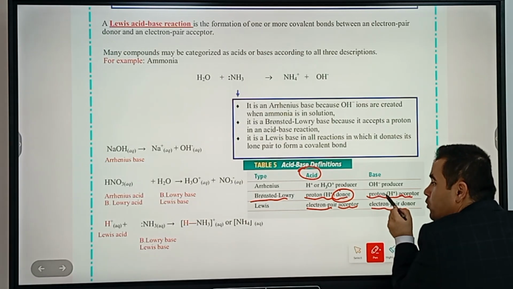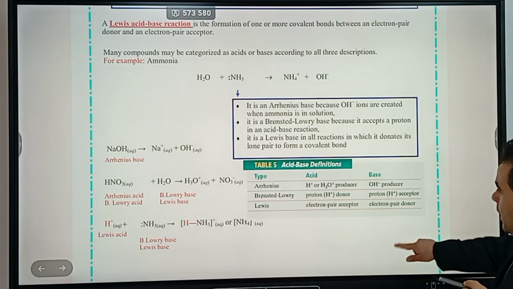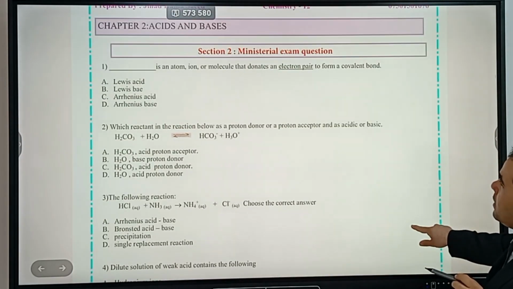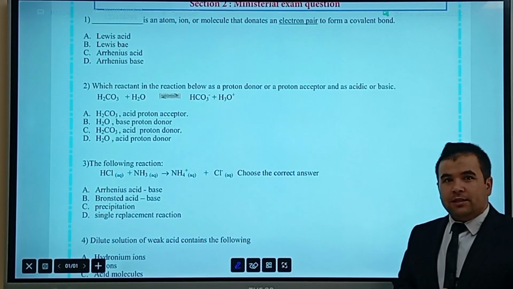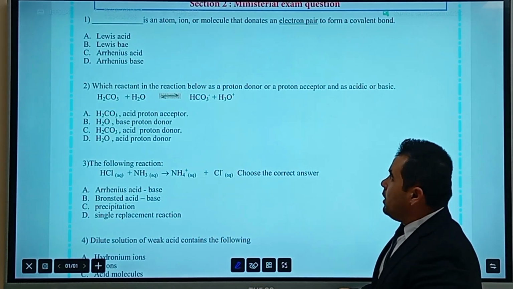But here it accepts a proton, and that one donates a pair of electrons. And that's all about the acids and bases. Here we have got some chemistry. Guys, let us practice some chemistry exam questions in section 2.